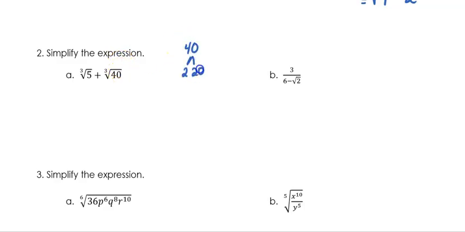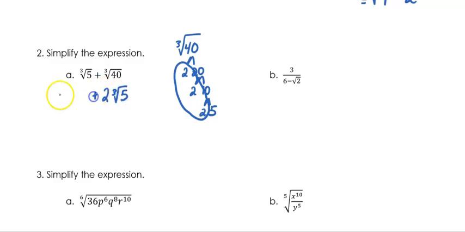40 is 2 times 20. 20 is 2 times 10. 10 is 2 times 5. Remember, since it's a cube root, we circle groups of 3. So the cube root of 40 breaks down to 2 cube root 5. Now they are both cube root of 5, so they're like radicals, and you can add them. If you have a cube root of 5 plus 2 cube roots 5, you have 3 cube root 5.